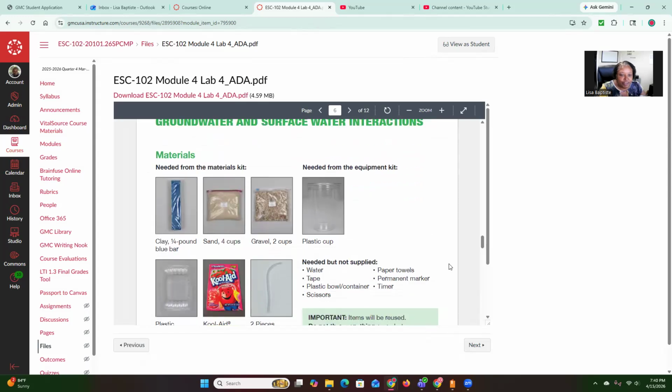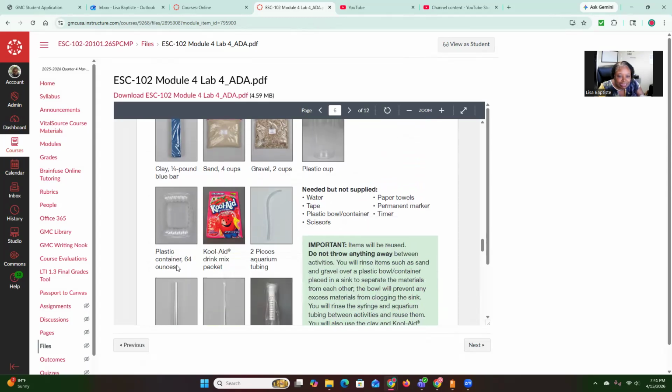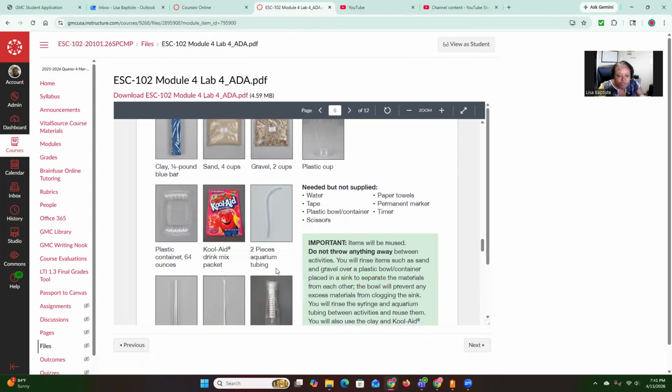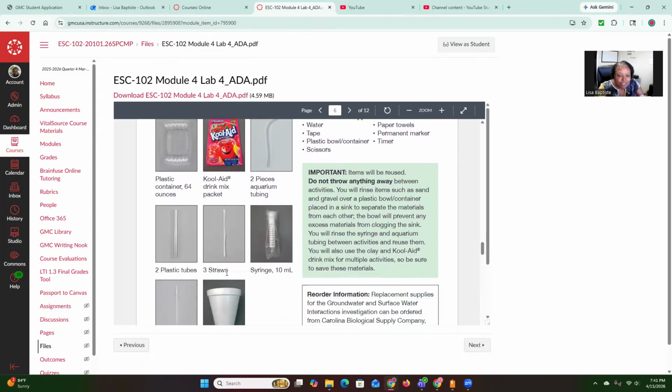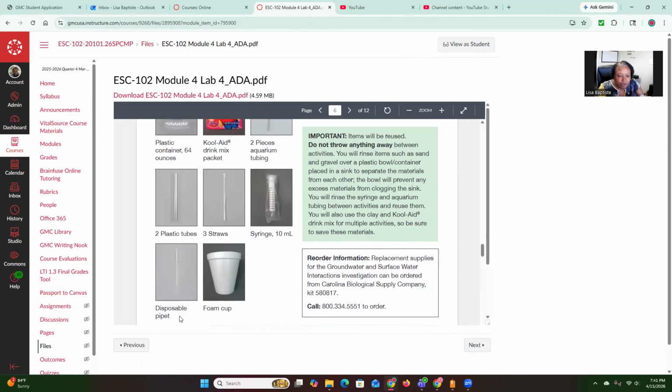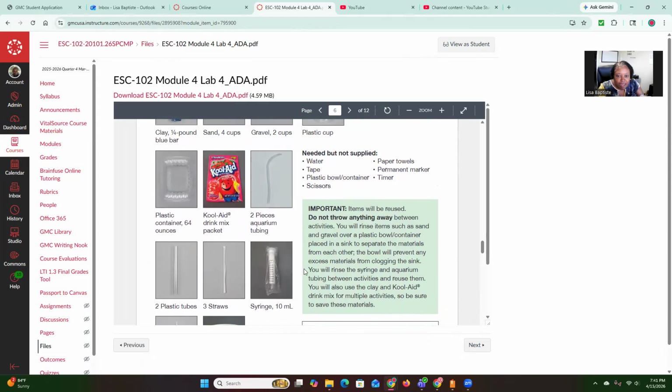Now, these are the materials that are needed from your kit. So you need your clay bar, your sand, gravel, plastic cup, a plastic container, Kool-Aid, a two-piece aquarium tubing, two plastic tubes, three straws, a syringe, a disposable pipette, and a foam cup.